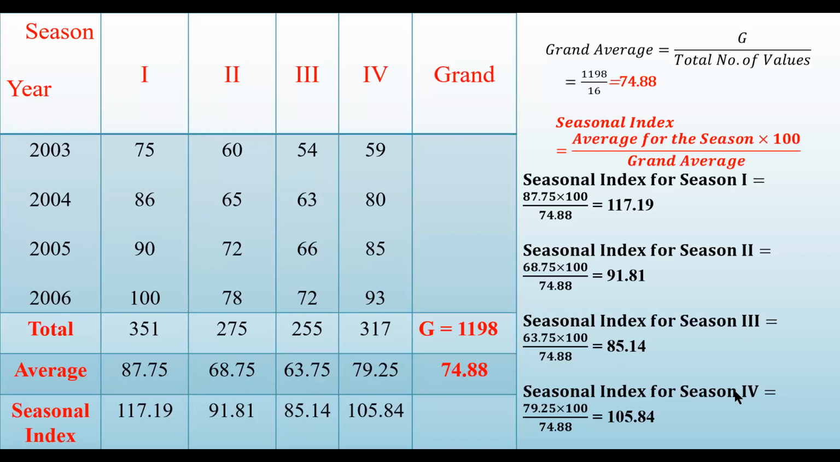Similarly, seasonal index for season 4. What is the average for season 4? It is 79.25. So 79.25 multiplied by 100 divided by 74.88 gives you 105.836, that is 105.84. So this is the seasonal index for the fourth season. In this way, we can find out the seasonal indices for all the seasons.